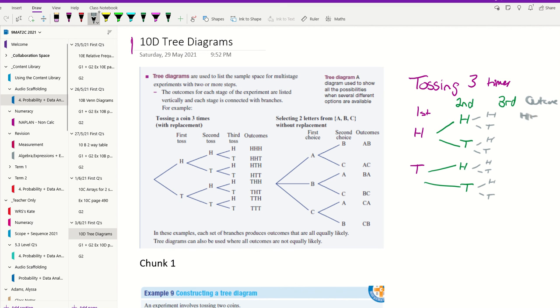So this first one was head, head, head. Next one was head, head, tail. We come down to the next one, head, tail, head, head, tail, tail. So you just follow the lines as you come down. Tail, head, head, tail, head, tail, tail, tail, head, and tail, tail, tail. So that's how we list our sample space at the end. This is our sample space. We list it at the end after we have established what it is by listing our choices.